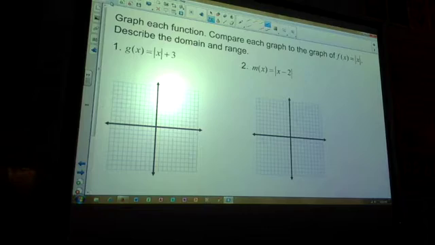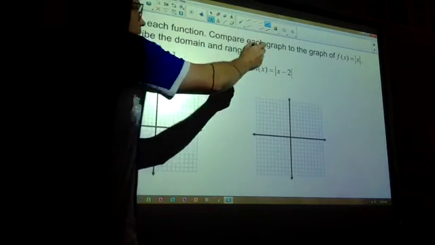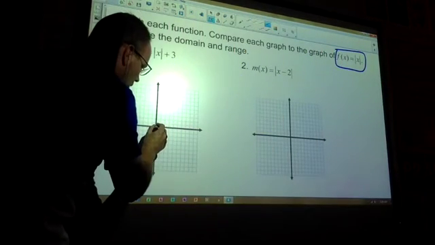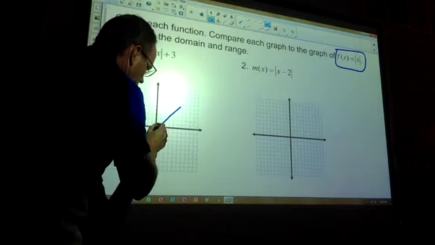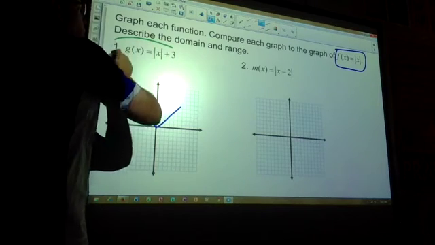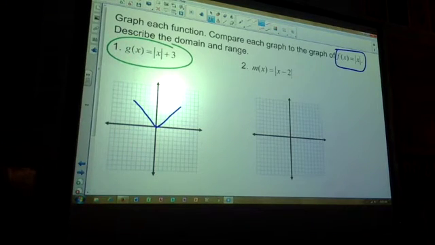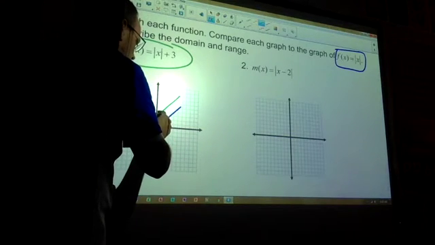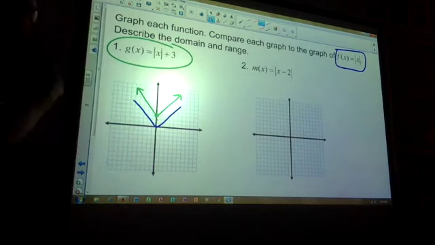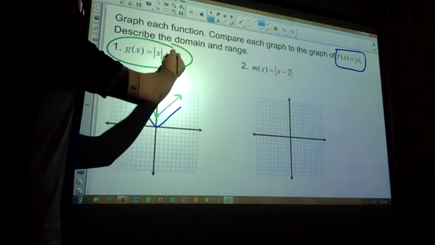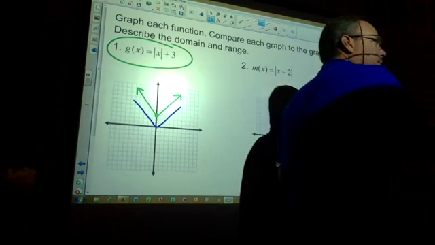All right, compare these to the graph. So the graph, I'm going to make this blue. This graph is going to do this. Parent function, right? What is this one going to do? Up 3. So the vertex is going to go up 1, 2, 3. And it's going to have the same steepness. And the slope is up 1, right 1, up 1, right 1, up 1, right 1. Or left 1, up 1, left 1, up 1.